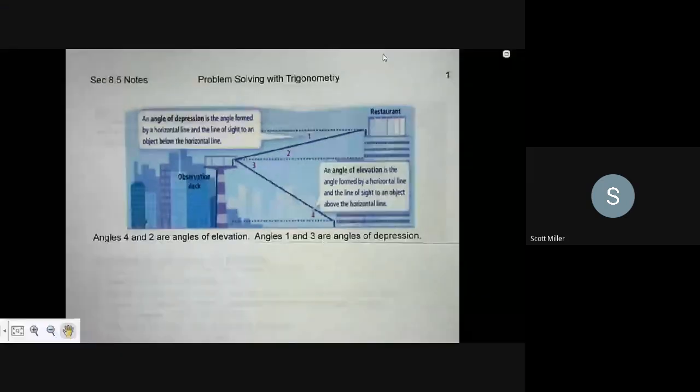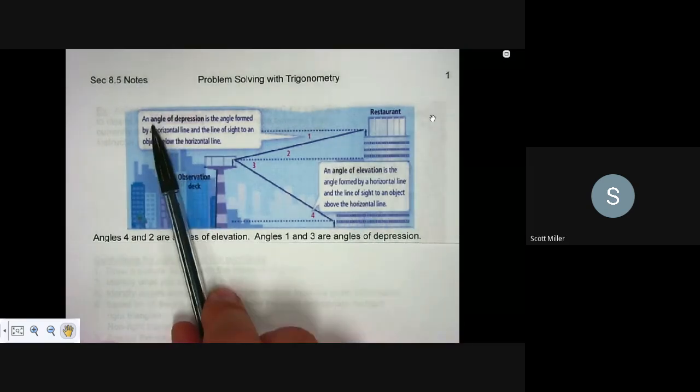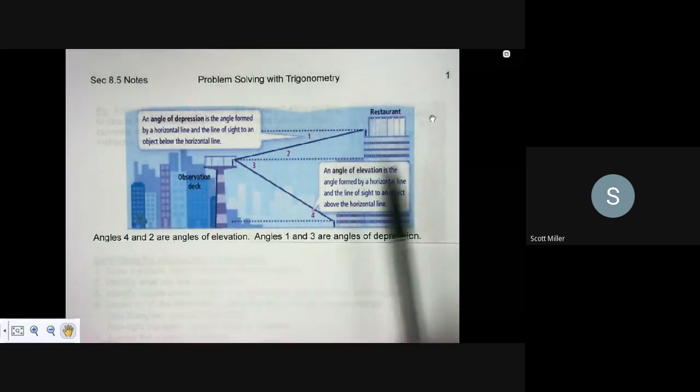Okay, so today we're going to be looking at just some general problem-solving techniques for trigonometric problems. I'll give you some definitions of some things that will help you understand how to draw pictures and such from the word problem that you're going to be getting. A couple of them are real important ones. What is an angle of depression and what is an angle of elevation?